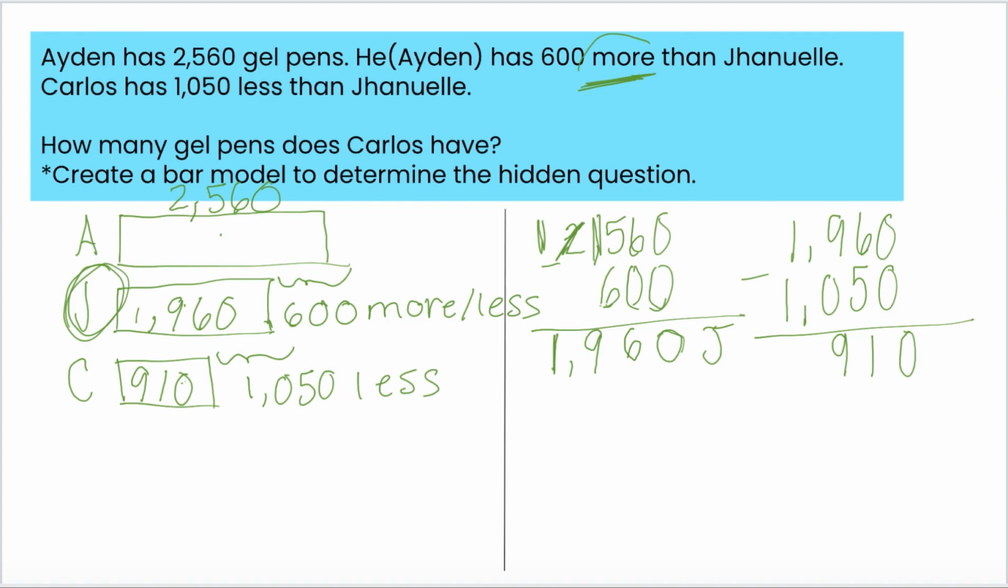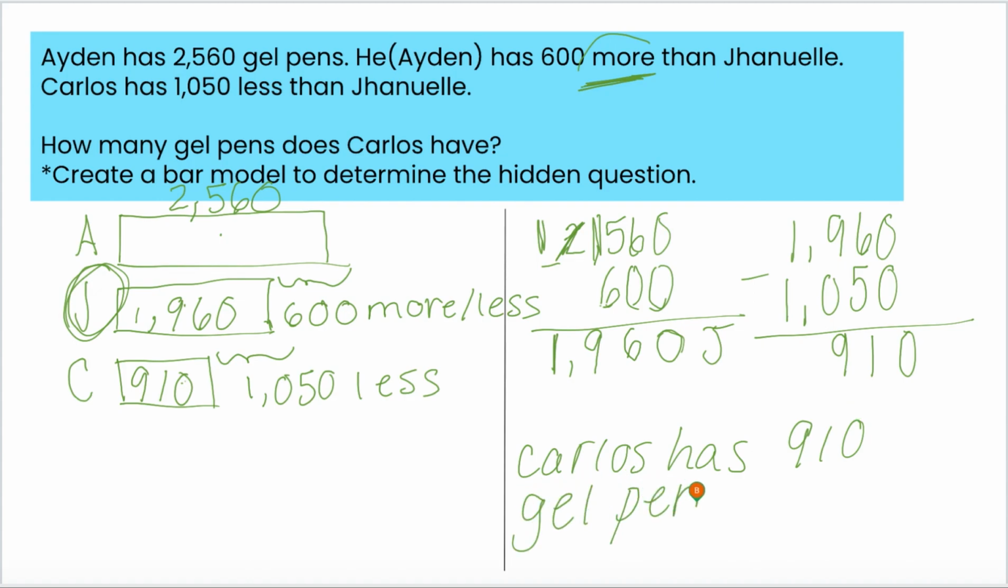Now, I want to answer my question in sentence form. Carlos has 910 gel pens. Now you can go to the first question in your independent practice and give a similar type of problem a try.